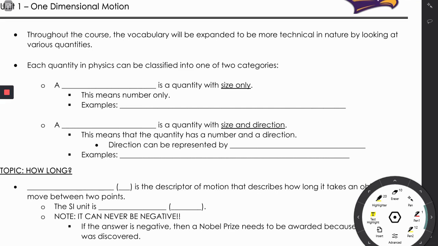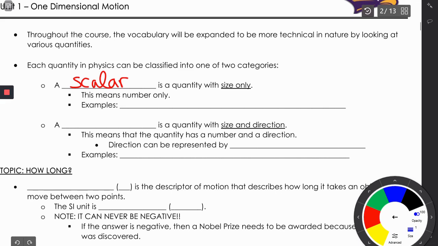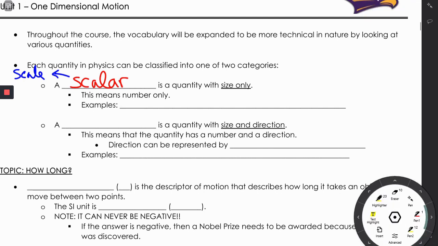Now, one area we do have to talk about is that every quantity we talk about in physics is going to be classified into one of two categories. The first one is what we call a scalar quantity. If you look at that, you can see the word scale in there. It scales up a value, and that's in fact what it does in math. Anytime you multiply a scalar by a vector, you're basically doubling the size or tripling the size. That's the scale you're talking about. What does it mean here in physics? It means number only.